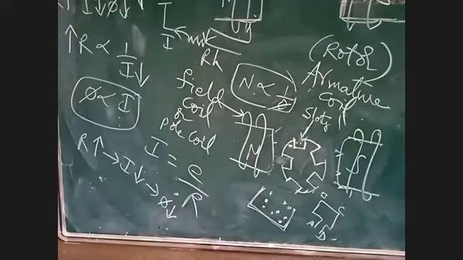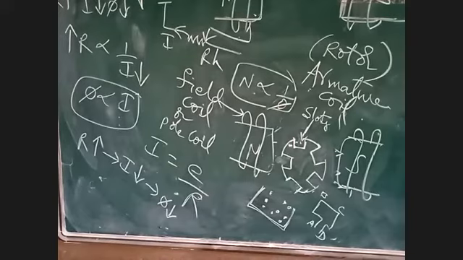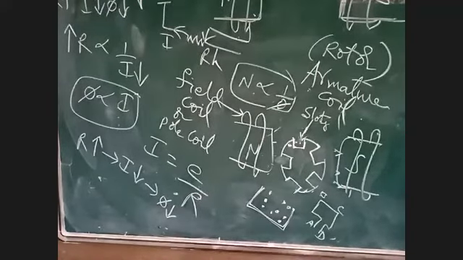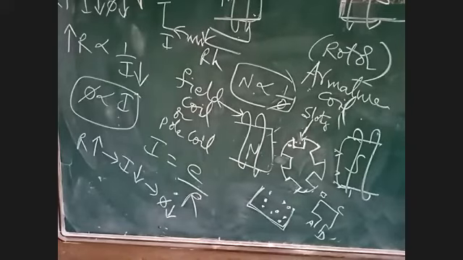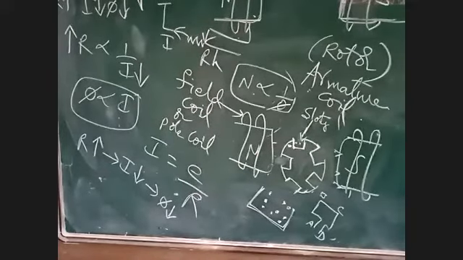What are the different types of coils? Two types of coils. What are the two types of coils? Armature coil and field coil. Okay. Armature coil. In armature coil, what is induced?